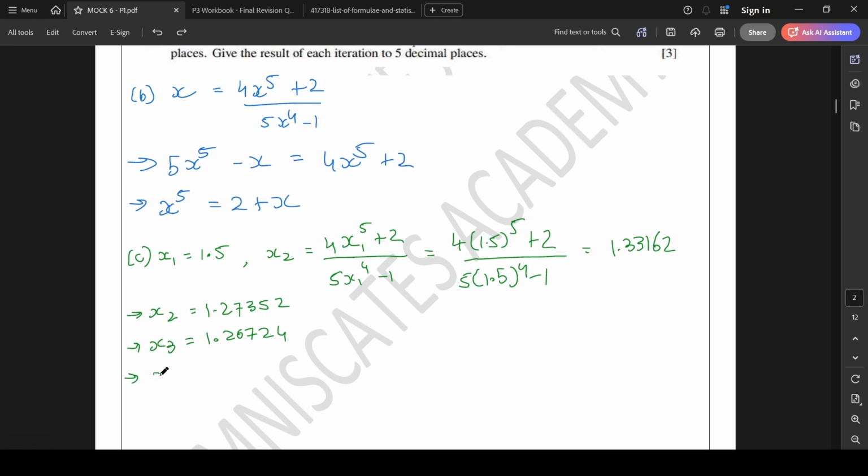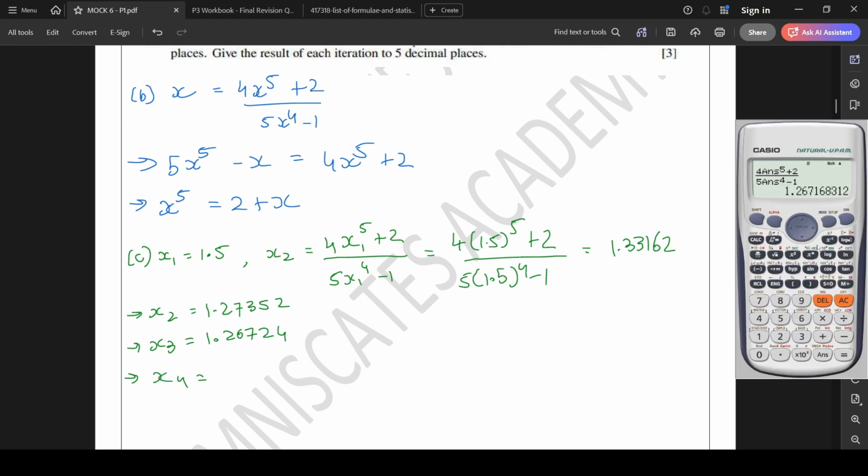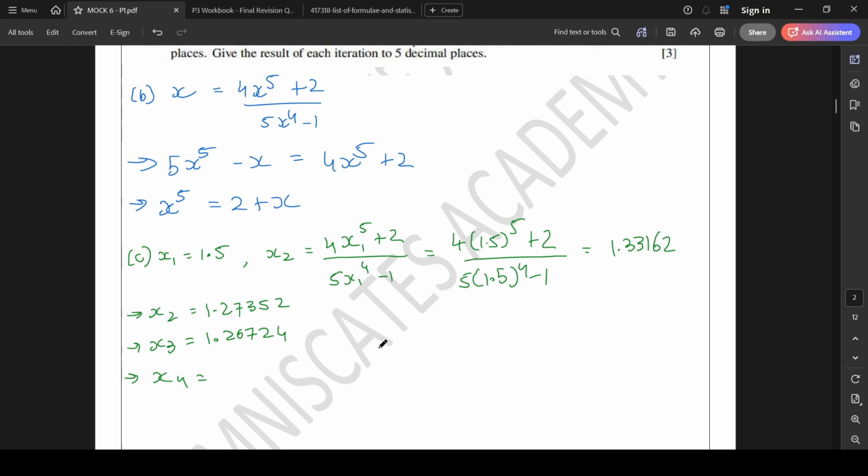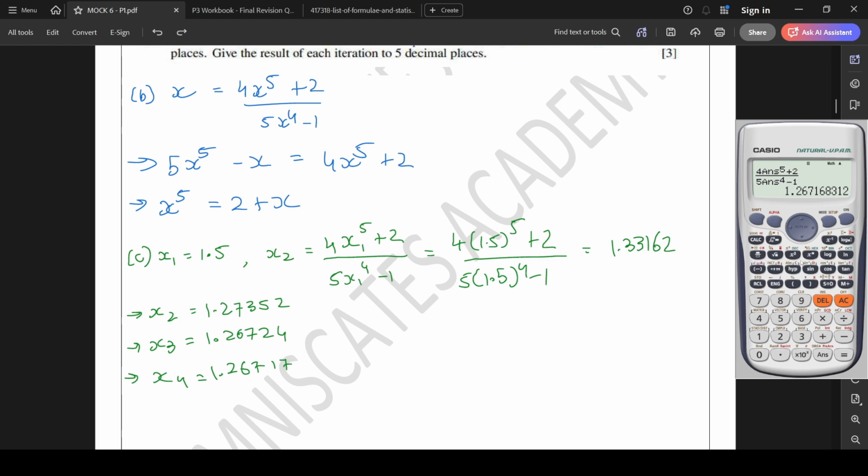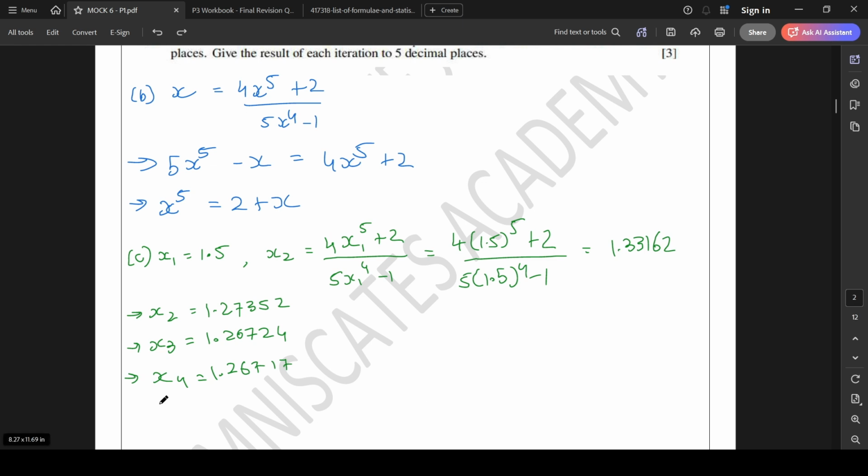Now let me write my x4 value. So it will come out as 1.26717. So clearly I can see that 267 has been repeated, and just for my own satisfaction, I'll press the equal to sign one more time. So yeah, these numbers are not changing. It means that correct to the 3 decimal places, I've got my x.